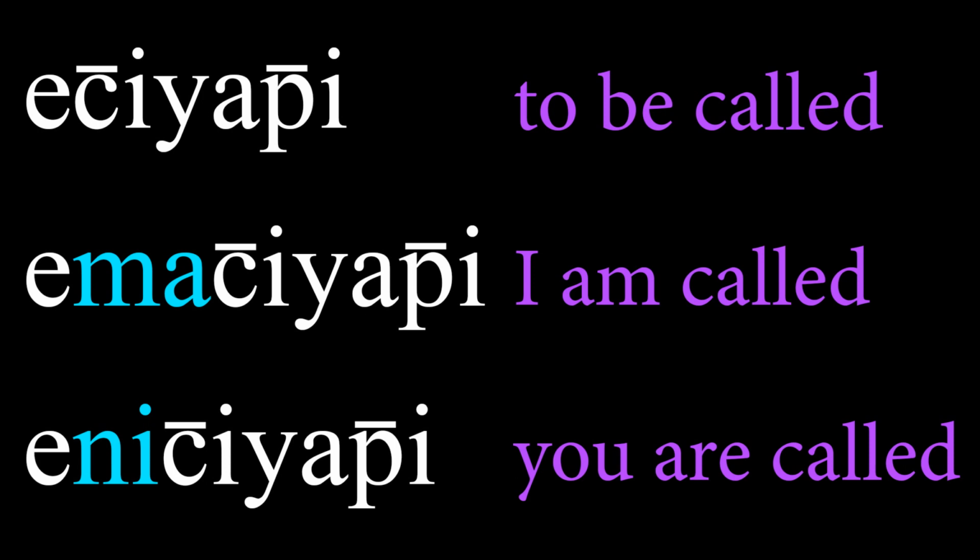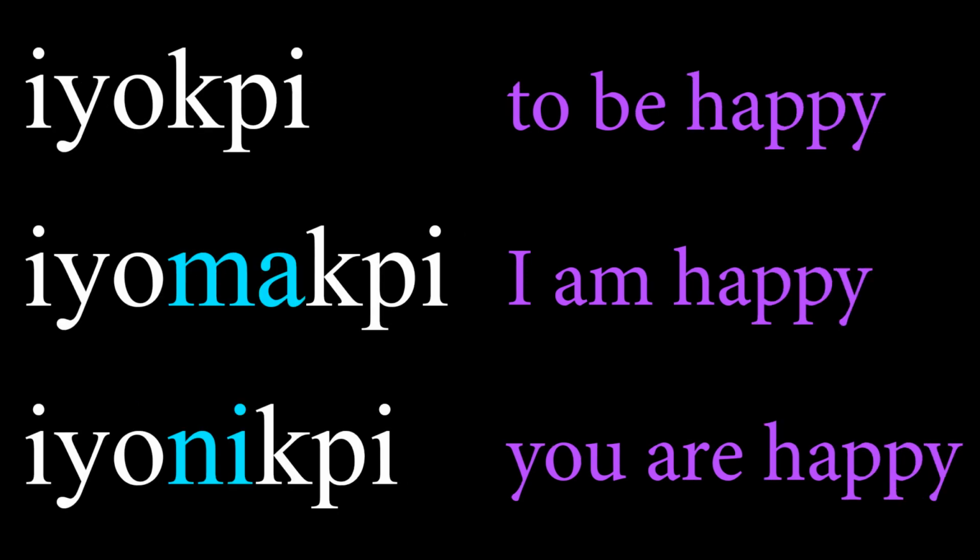Now, just for kicks, let's learn how to say you are happy. And I gave you a clue there in talking about that word emachiapi. Okay, now look at the screen. The ma transforms to ni. You see that? That ni is you. So the word ionikpi means you are happy. And again, the accent is still on the second syllable.